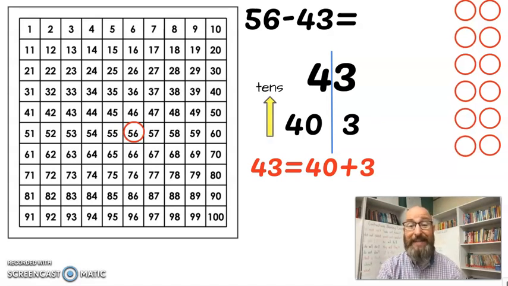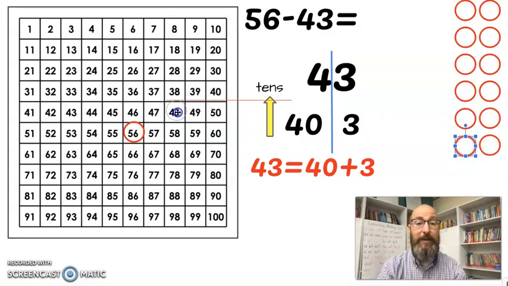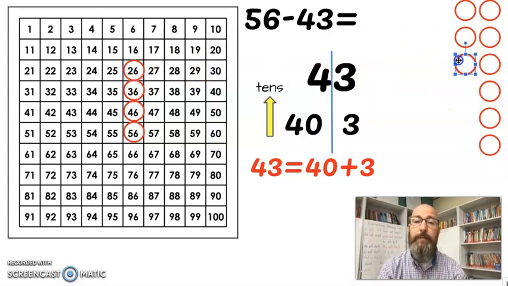When I'm subtracting by tens, my 4 tens, my 40, I'm going to go up the number chart. So let's count by tens. Let's do that with me, please. Count by 10, 10, 20, 30, 40. So I'm landing on the 16.